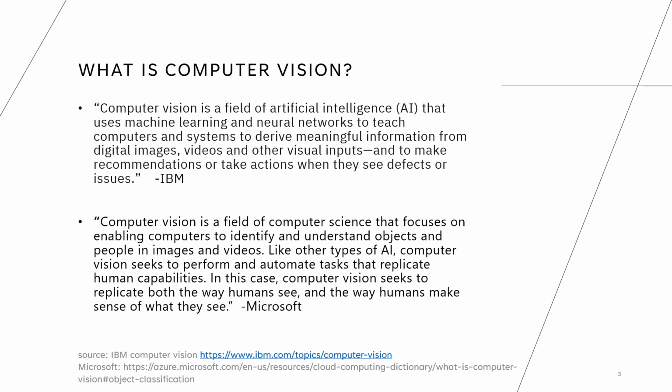What is computer vision? As per IBM, it's a field of artificial intelligence that uses machine learning and neural networks to teach computers and systems to derive meaningful information from digital images, videos, and other visual inputs. Microsoft adds a human component to it, saying that computer vision seeks to replicate both the way humans see and the way humans make sense of what they see.